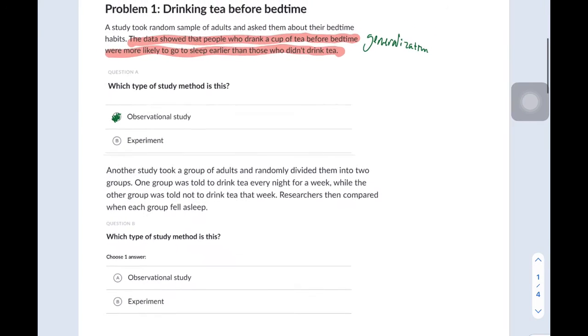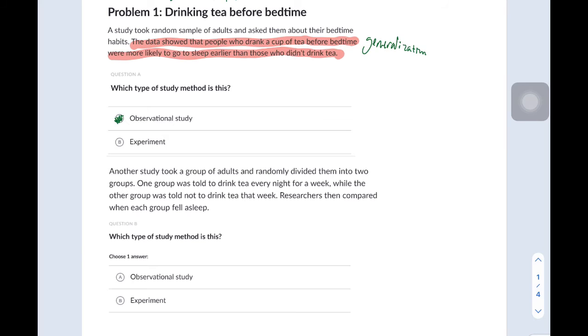All right, so try to do the second one here on your own. Maybe pause the video right now. Another study took a group of adults and randomly divided them into 2 groups. One group was told to drink tea every night for a week, while the other was not. Researchers then compared when each group fell asleep. This would be an experiment, right? We purposely assign treatments, the treatments in this case being one group would get tea, and the other group was told not to drink tea.